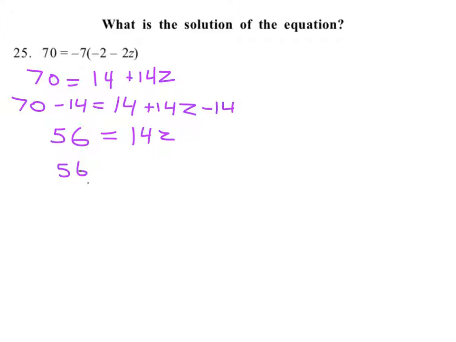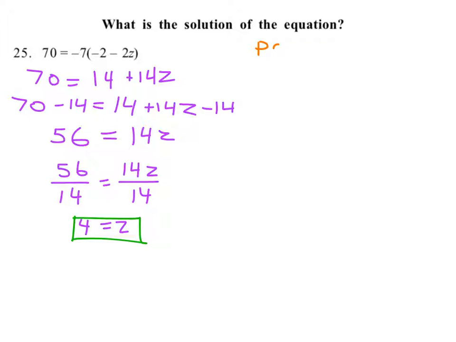Now we say 56 divided by 14 equals 14z divided by 14. And we've got 4 is equal to z. And let's do a proof on it. I'm going to do this proof in a different color. Let's do orange. Why not? Okay, so we've got 70 equals negative 7 parentheses negative 2 minus 2z, the original equation unchanged.